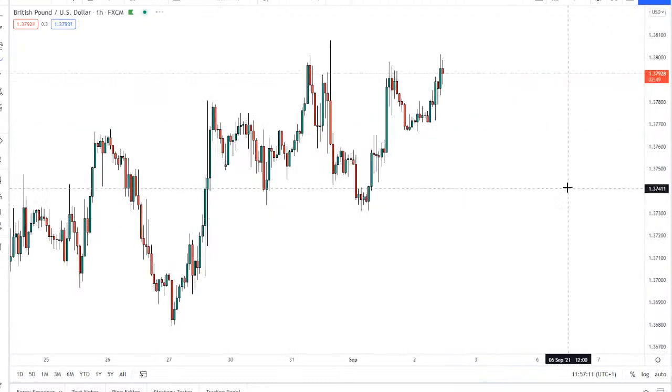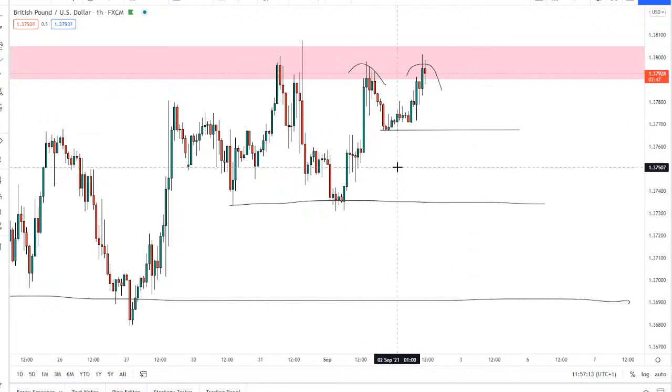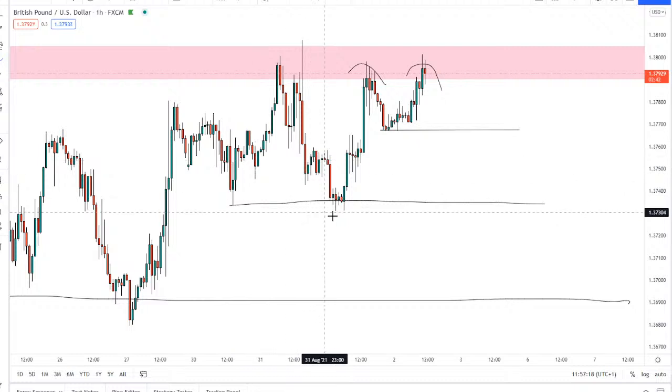Pound USD, also another pair I'm looking at for some shorts, but still looking too bullish as well. A lot needs to happen before I do get into these trades. But yeah, nothing really there.